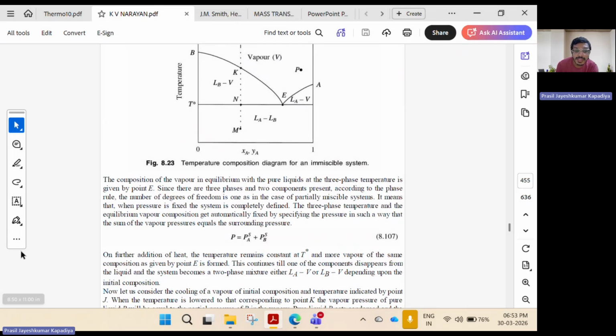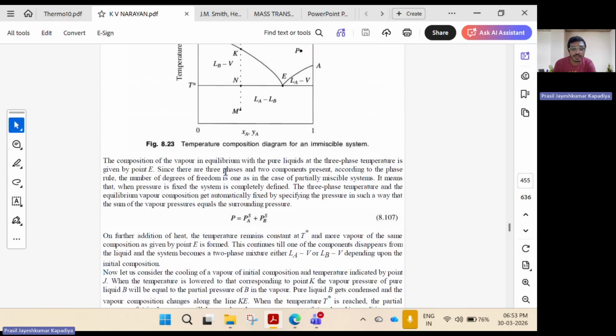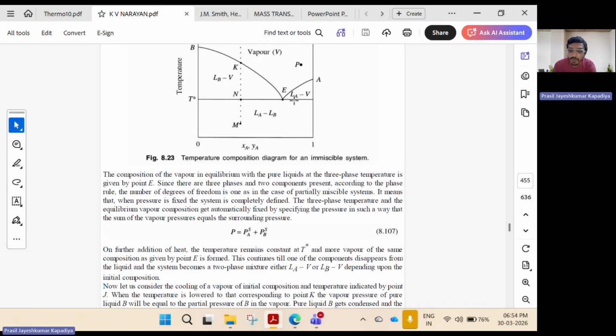So it means that when pressure is fixed, the system is completely defined. We need to fix only one variable, that is pressure, and we are doing this at constant pressure. The three-phase temperature and the equilibrium vapor composition get automatically fixed by specifying the pressure in such a way that this sum pressure is equal to PA sat plus PB sat. Now on further addition of heat, what is going to happen? The temperature remains constant at T star and more vapor of the same composition as given by point E is formed. This continues till one of the components disappears in the liquid and the system becomes a two-phase mixture, either LAV or LBV, depending on the initial composition.